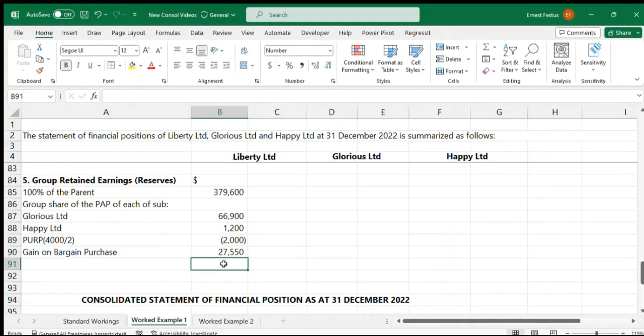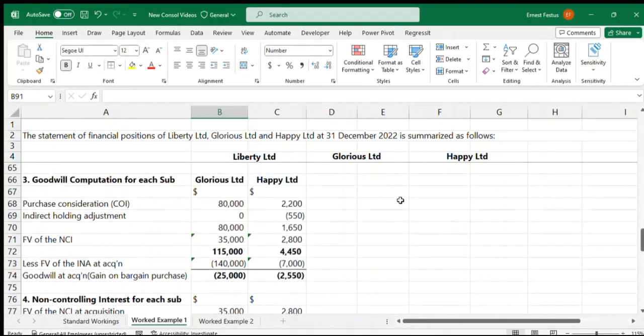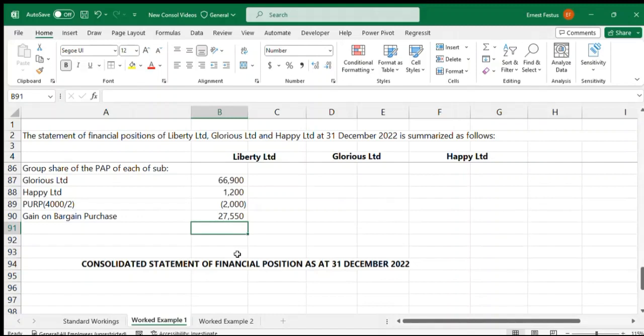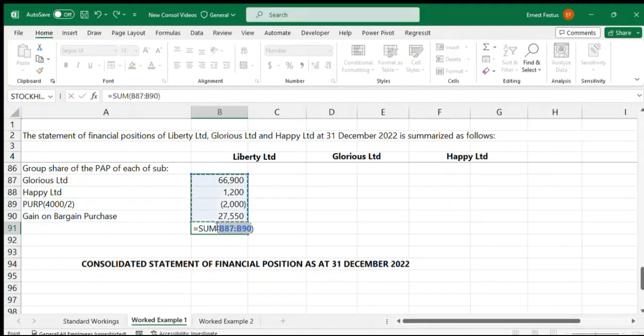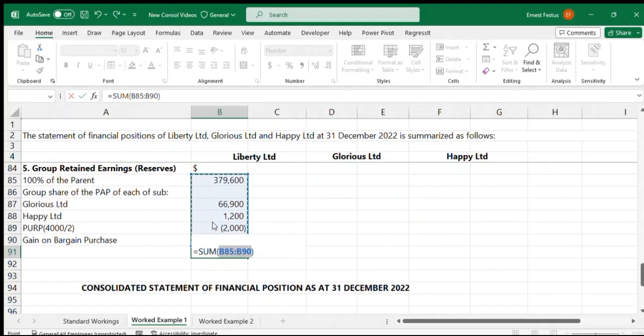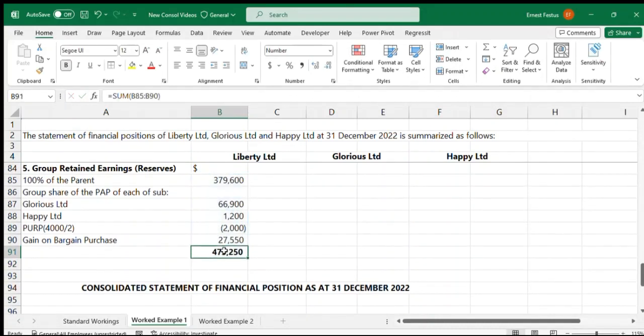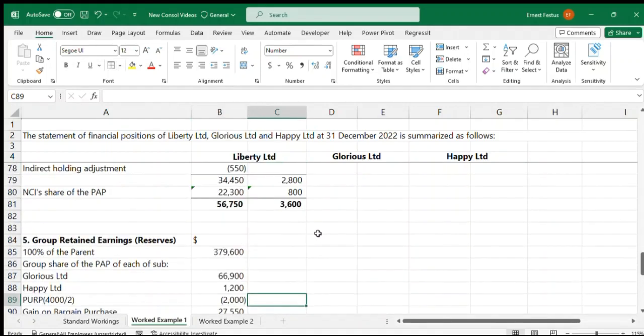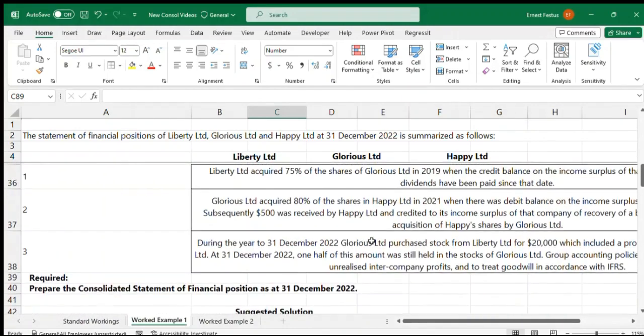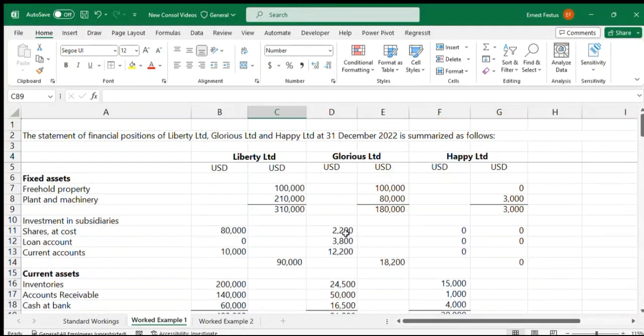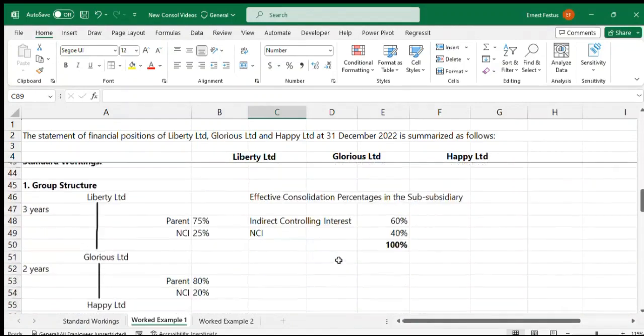Alright, so that is what we have. So we have everything now. I don't think there is any other thing we will add. Then we'll just sum it together. So we have equals, I'm going to extend it, so we have all of this added together. Alright, so that is our retained earnings. So we have our standard workings fully worked out, and we can now proceed to the consolidated financial statements.